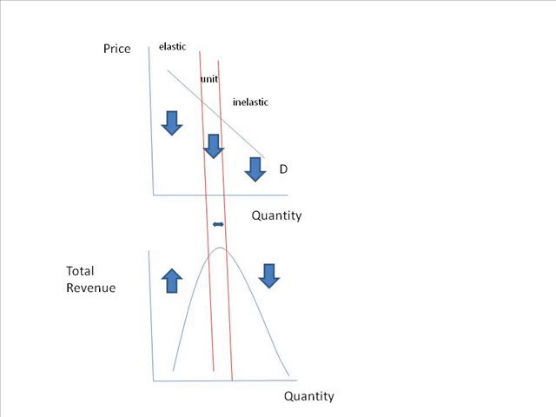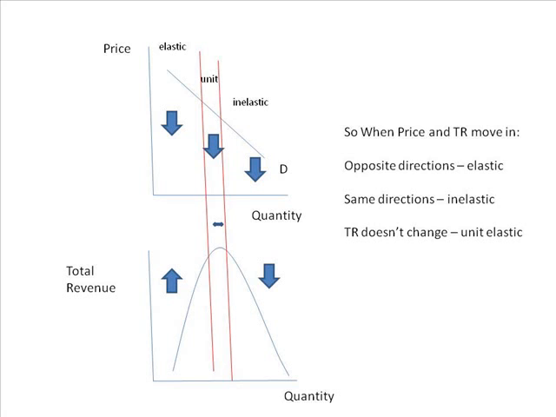So we can say our general rule then is when price and total revenue, put your pen on the elastic region, look at the arrows. When price and total revenue move in opposite directions, it's elastic. Move on to the inelastic part. If they move in the same direction, inelastic. And if TR doesn't change, it's unit elastic. To practice that and make sure that you understand it, what you need to do is get a blank piece of paper and draw those things out and come up with those rules, prove them to yourself.